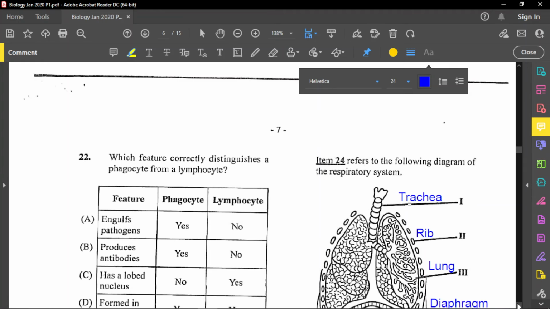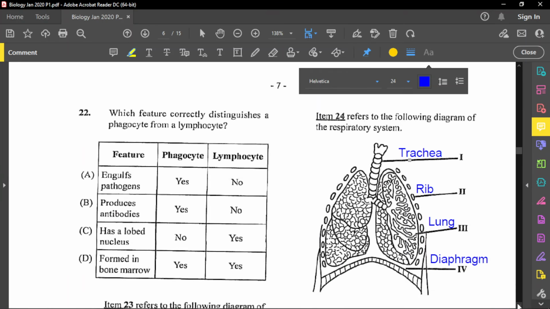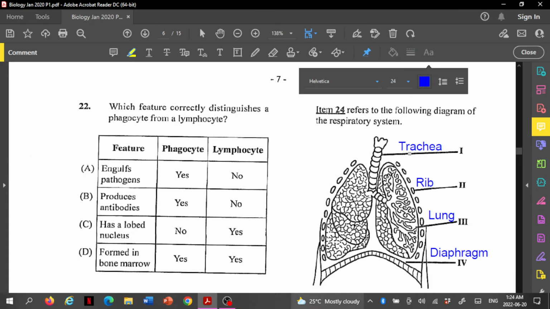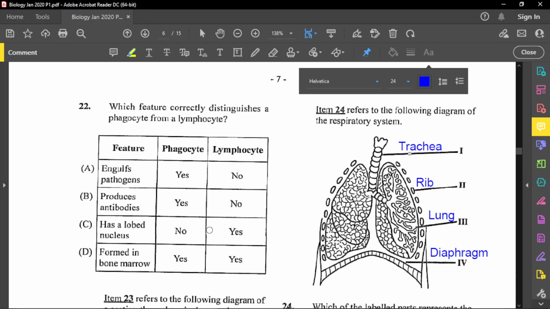All right, for 22, it said, which feature correctly distinguishes a phagocyte from a lymphocyte? A phagocyte is what engulfs bacteria, right? So option A is engulf bacteria for phagocyte, yes. And then for a lymphocyte, there's no engulfing. So 22 looks like A is the answer. Right off the bat, phagocytes engulf, lymphocytes don't engulf. Lymphocytes produce antibodies, just to make mention of that.